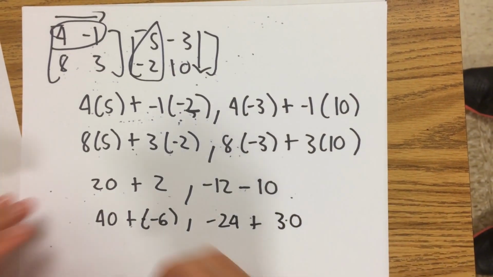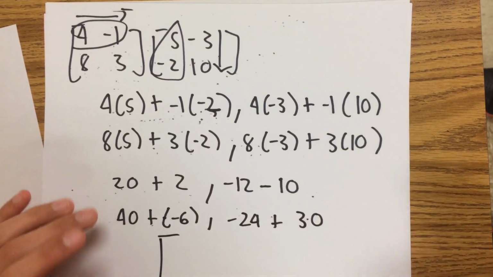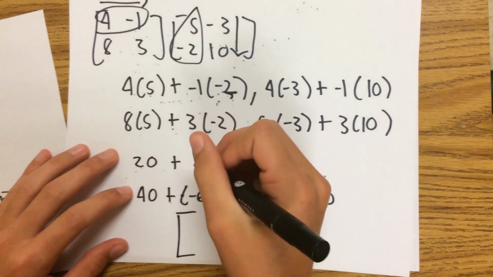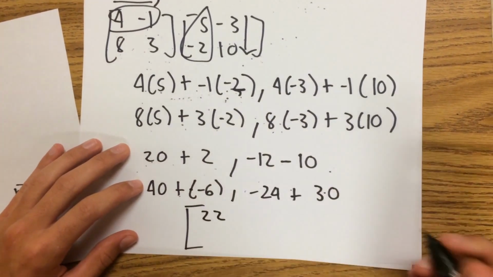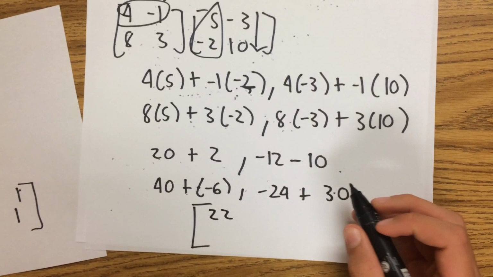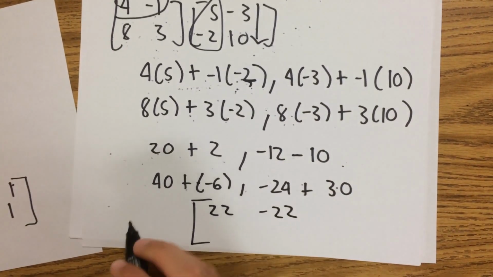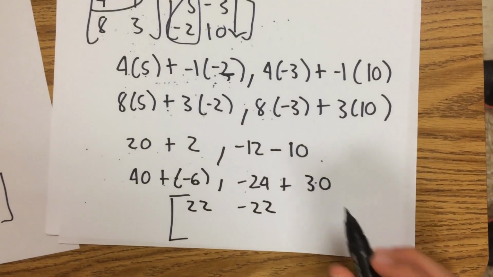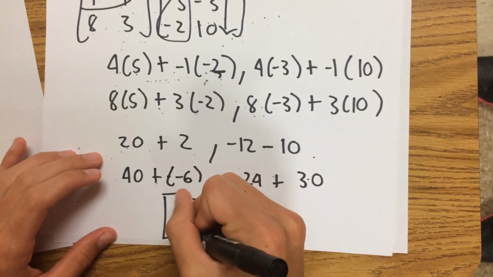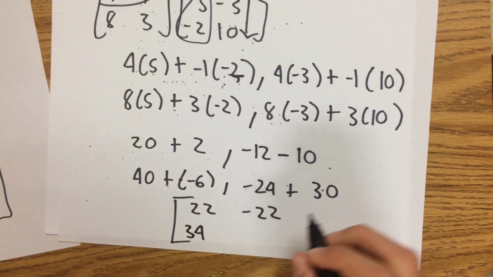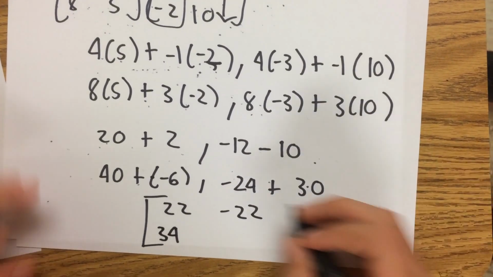So now you just add them, and you'll have your final matrix. 20 plus 2, 22. Next position, -12 minus 10, -22. 40 plus -6, 34. -24 plus 30 is going to be 6.